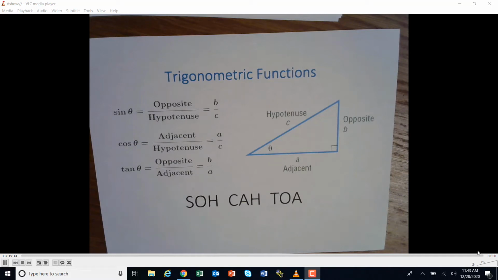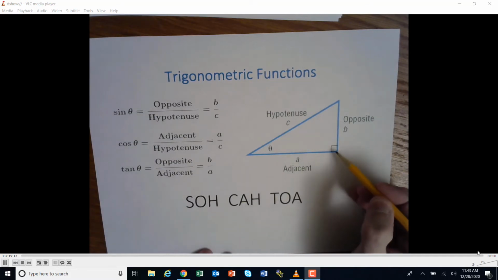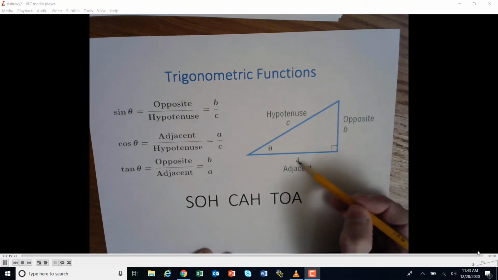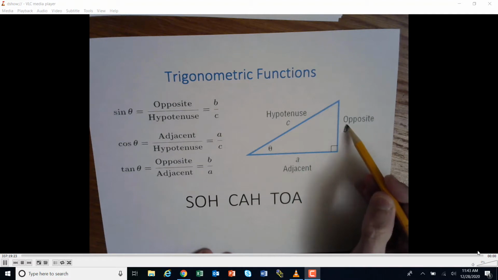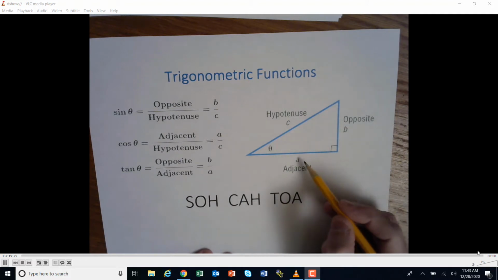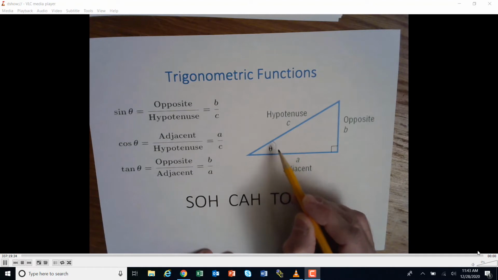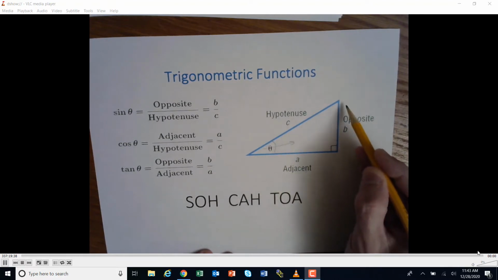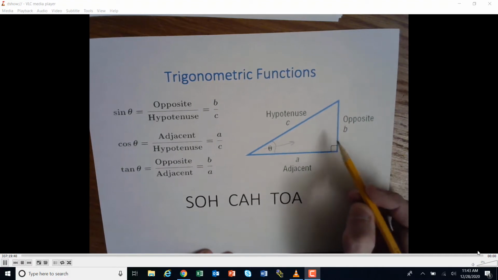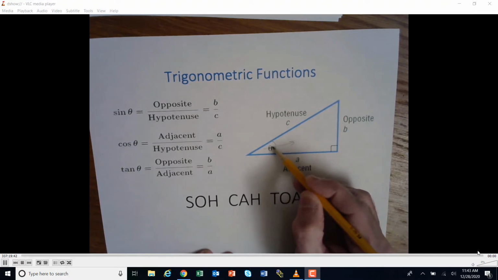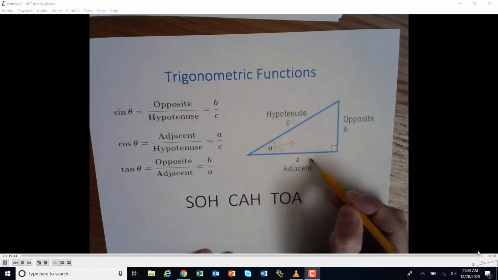Okay, our trig functions allow us to take a look at a right triangle and determine the relationships between the sides: the adjacent side, the opposite side, and the hypotenuse. So what is called the adjacent and the opposite? Well, we're talking about this angle right here, and so it's pretty obvious that the side that's opposite of this angle is this one, okay? Which means the side that's adjacent to it would be the bottom one here.